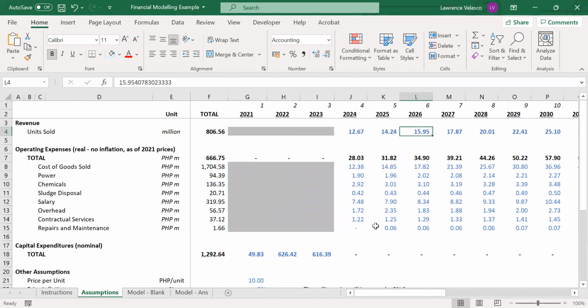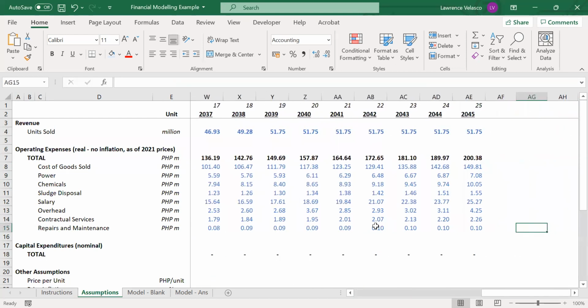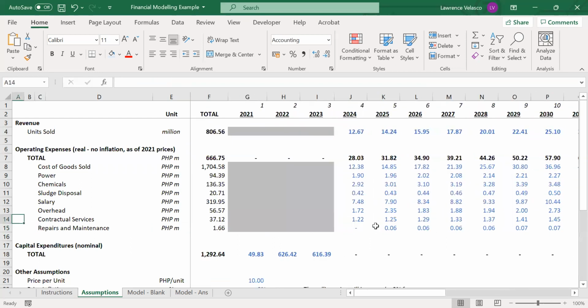Also here, you're already provided the operating expenses. You're provided cost of goods sold, power, chemicals, sludge, salaries, expenses, overhead, contractual services, and repairs and maintenance. So it's already provided to you. However, what was mentioned here, which is very important, is that there is no inflation currently. So therefore, these forecasts, these numbers use 2021 prices. Ibig sabihin, we still need to apply inflation to these numbers. So we'll apply that later.